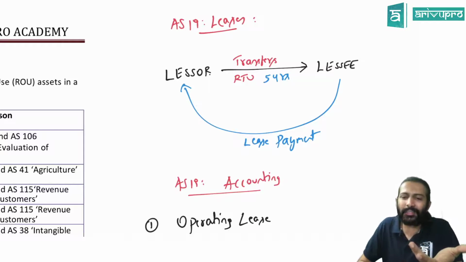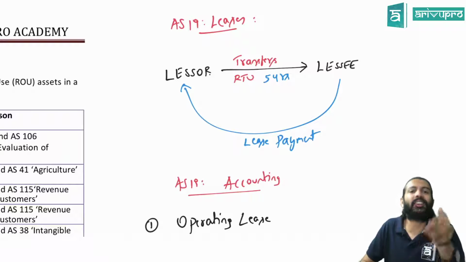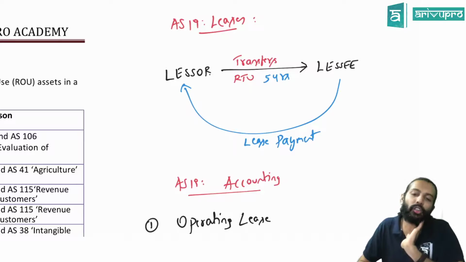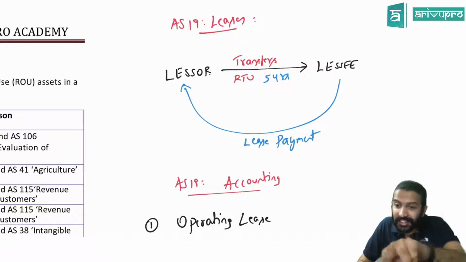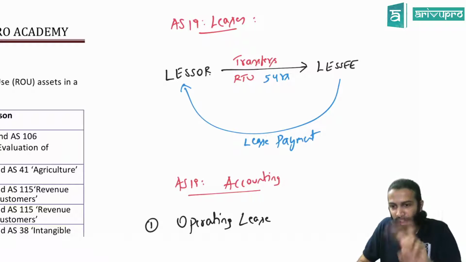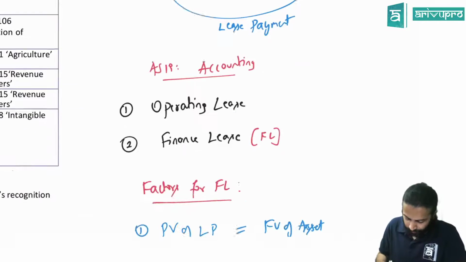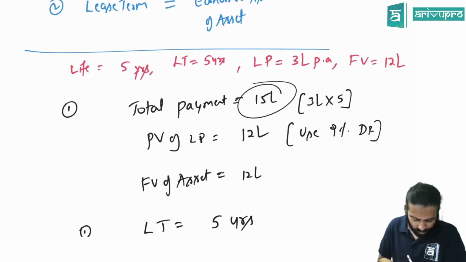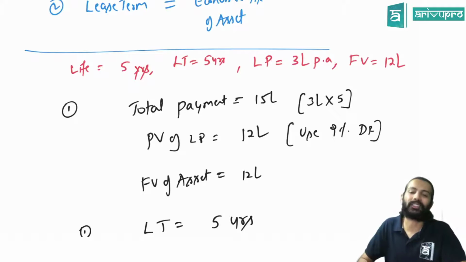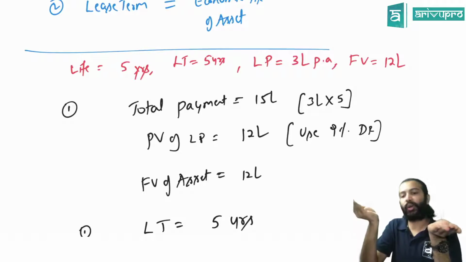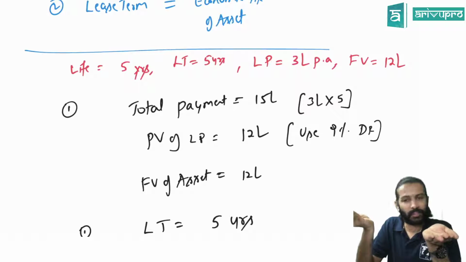Since he's a financer and not interested in the asset, let him not show the asset. Let him show it as a receivable. Instead of the asset, he will show a receivable, meaning he has to receive the money from the lessee. How much money is this? 15 lakh in total he has to recover. Let him show that as a receivable. From asset, the accounting shifts to receivable, if it's a finance lease.